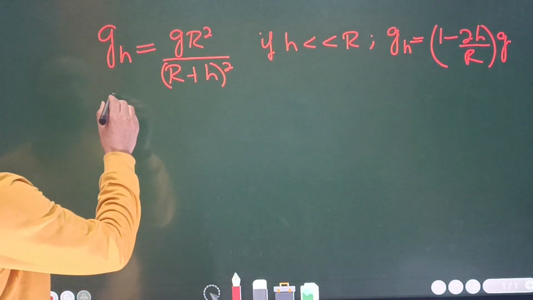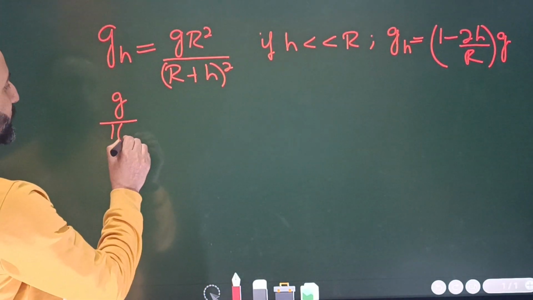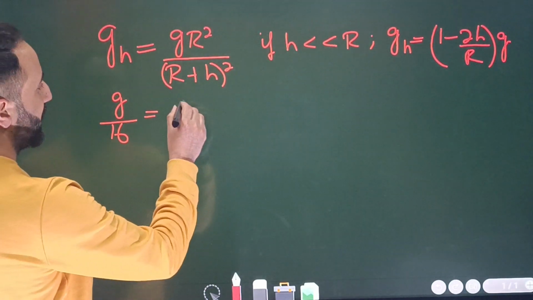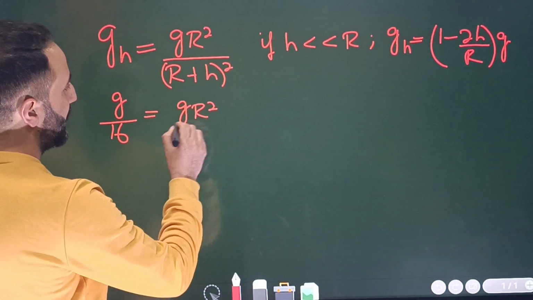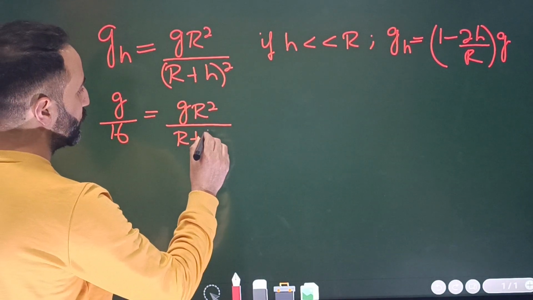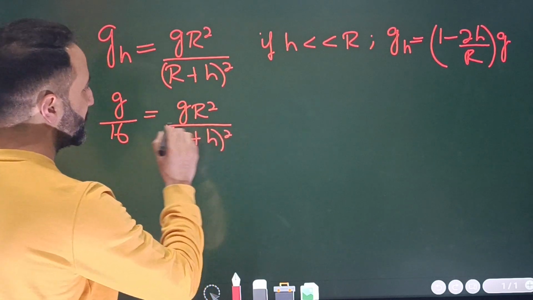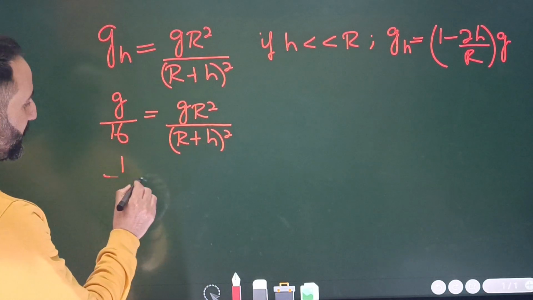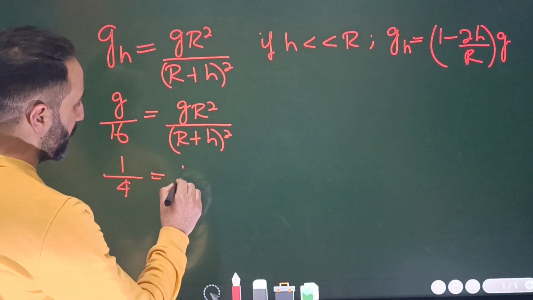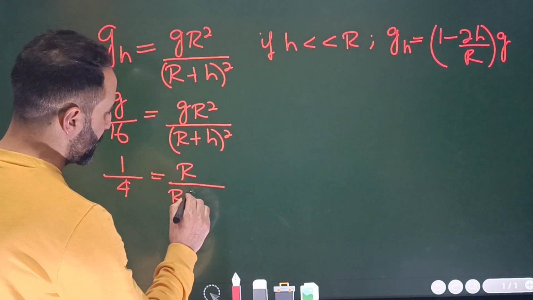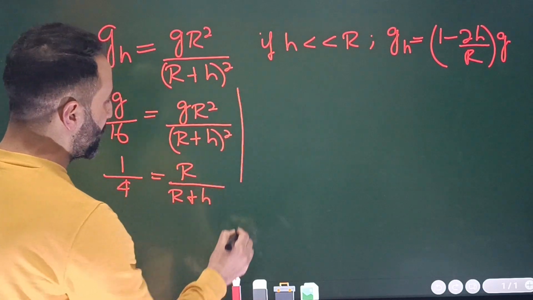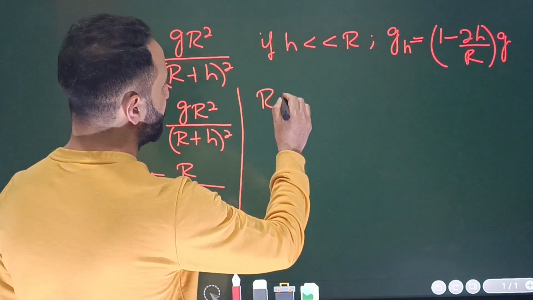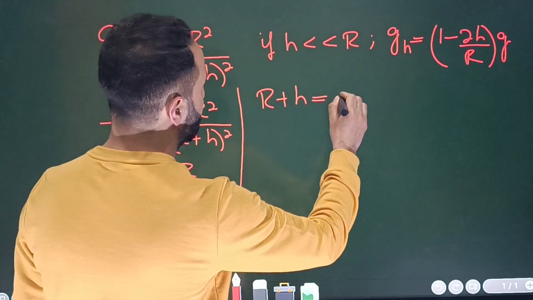This g_h is given, it's equal to g divided by 16. It's equal to g R squared divided by (R plus h) whole squared. First of all, the g and g will cancel. Taking root on both sides, 1/4 will be equal to R divided by (R plus h). Now go for the cross multiplication. It will be something like this. R plus h will be equal to 4 times R.